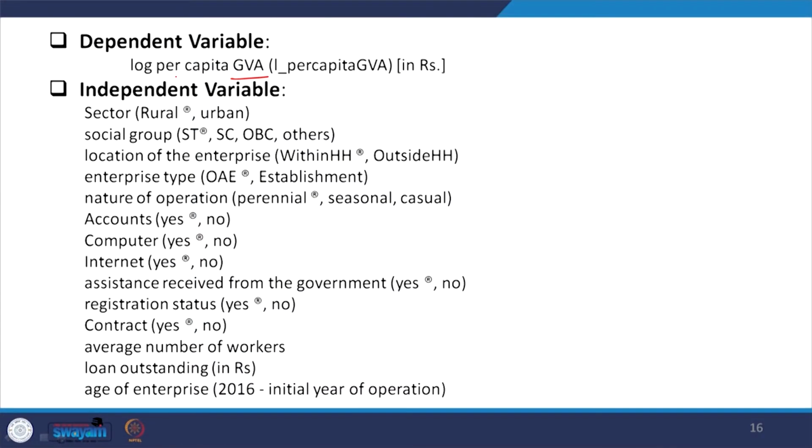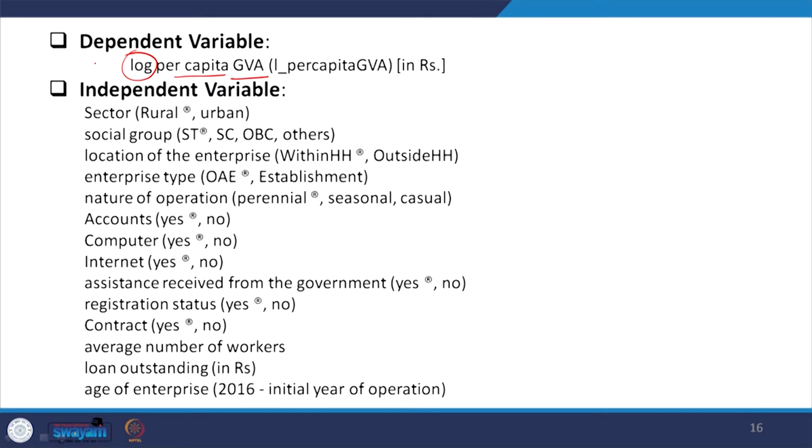So, here are the details of our dependent and independent variables. In the dependent variable, we are going to use gross value added in per capita terms and its log value, to normalize the dependent variable. I will tell you whether it is normalized or not through the log transformation. And as independent variables we are going to use sector, that is rural and urban, social group in terms of caste, then location of the enterprise, then enterprise type, own account enterprise or establishment. Similarly, we are also using computer use, loan outstanding, and age of the enterprise.